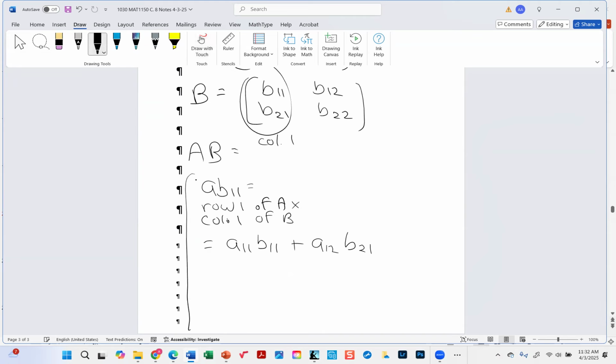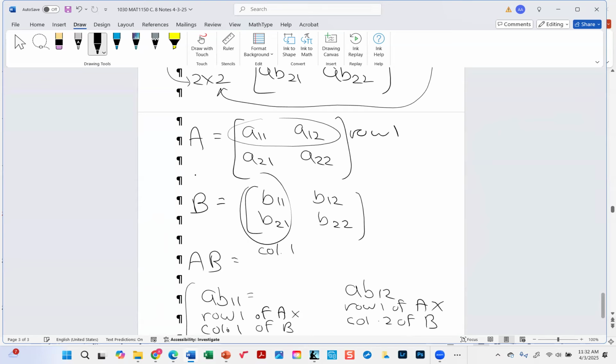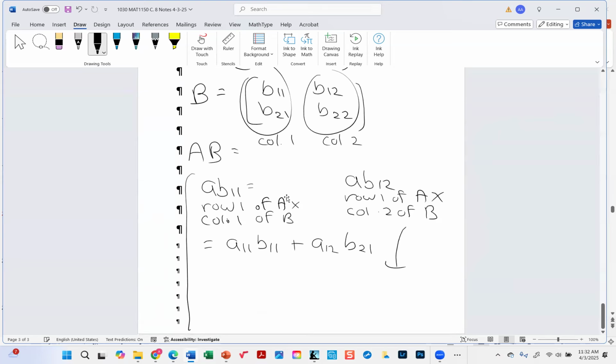All right, I think I can fit this over here. AB12 would be row 1 of matrix A times column 2 of B. Okay, and let's look at these together. First row, but now by the second column. Let me see if I can make this smaller. I would like it all to be organized as well as possible.